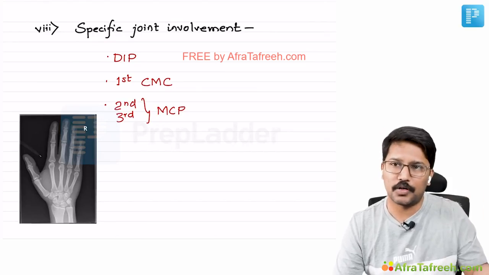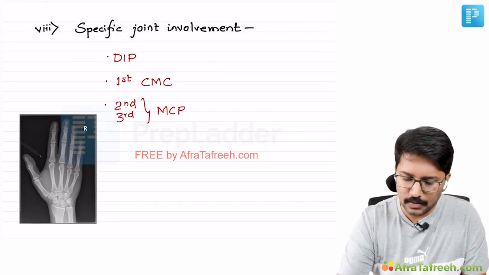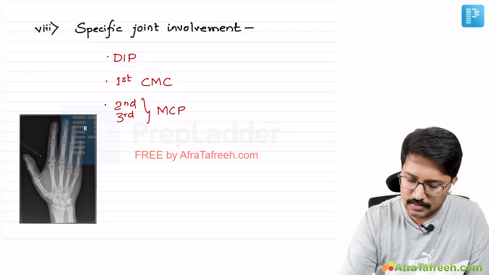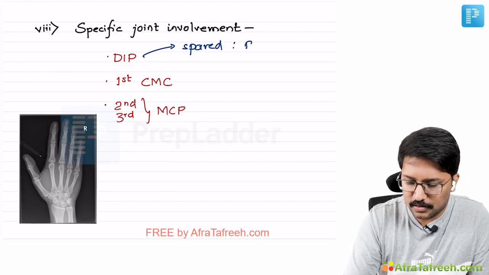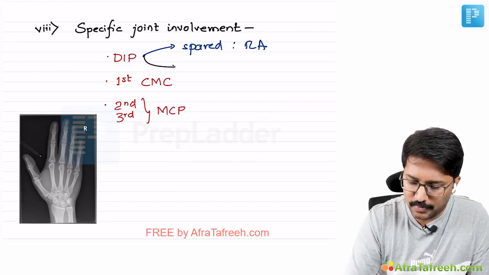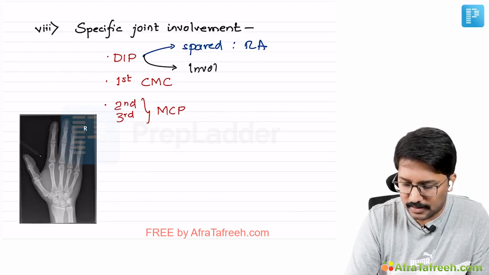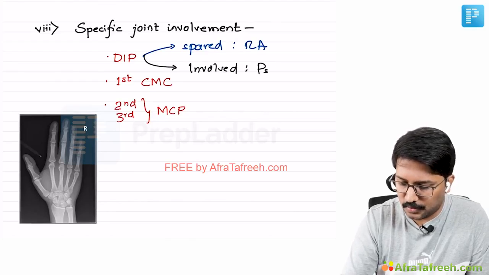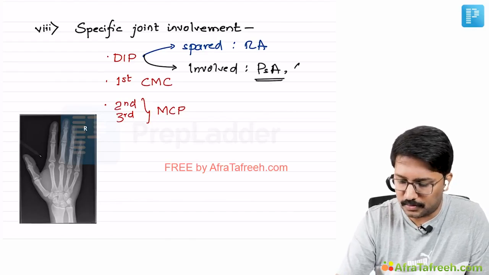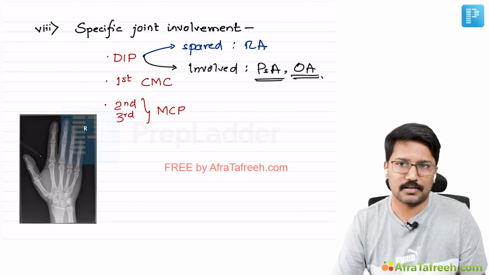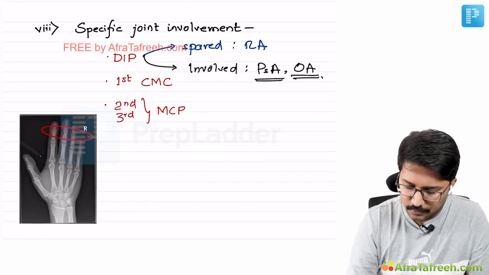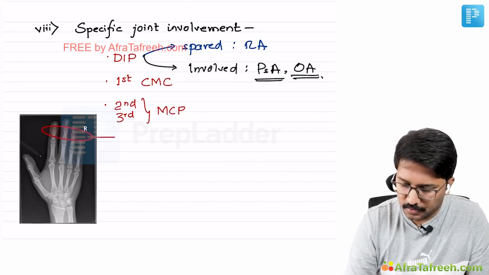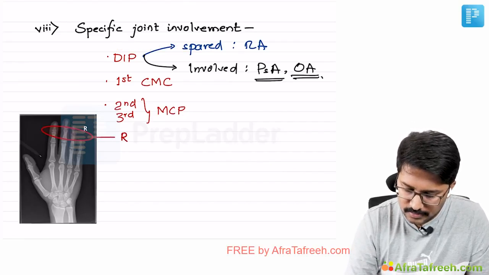So whenever I say that there is involvement of DIP, that means something, right? When it comes to DIP involvement, DIP is usually spared in patients with rheumatoid arthritis, and DIP is involved characteristically in patients with psoriatic arthritis. Two conditions should come to your mind: osteoarthritis and psoriatic arthritis, right? So when we talk about distal joint involvement, this DIP involvement, we are talking about psoriatic arthritis and osteoarthritis.